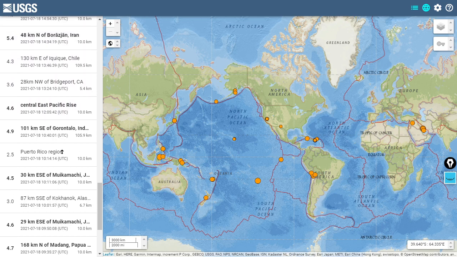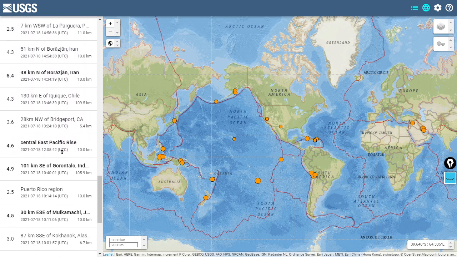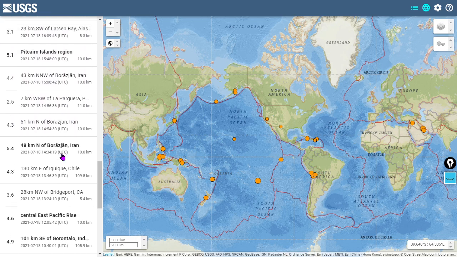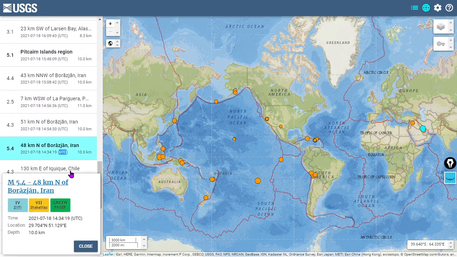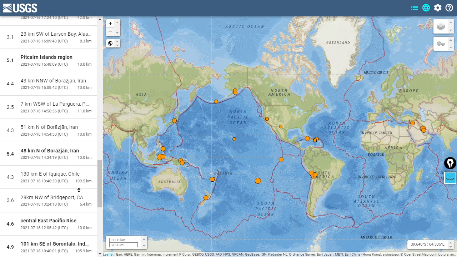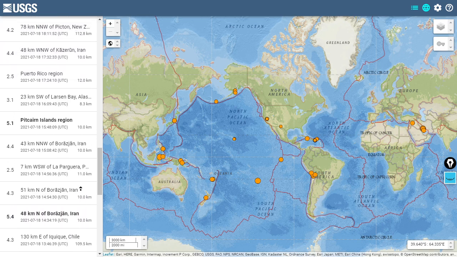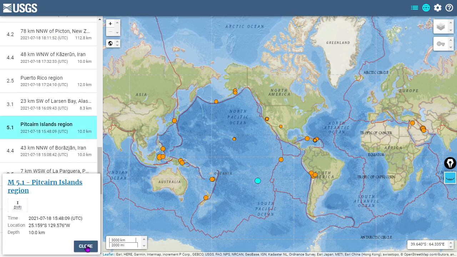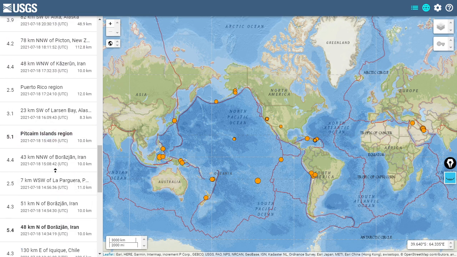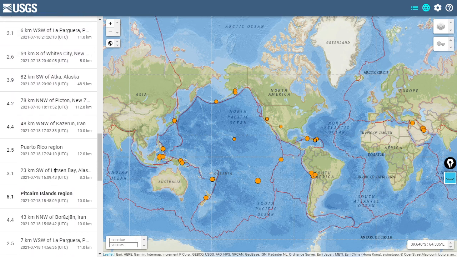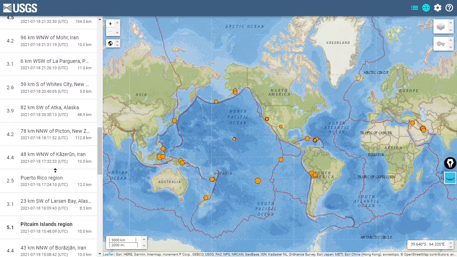And we're just scrolling up the list here. There was a deep quake near Indonesia at a 4.9 magnitude. And it looks like the largest quake of the past 24 was a 5.4 in Iran. Probably caused some damage there north of Saudi Arabia. Pitcairn Island region also saw a 5.1. So pretty light when it comes to earthquakes. There was also a 4.2 there in New Zealand.